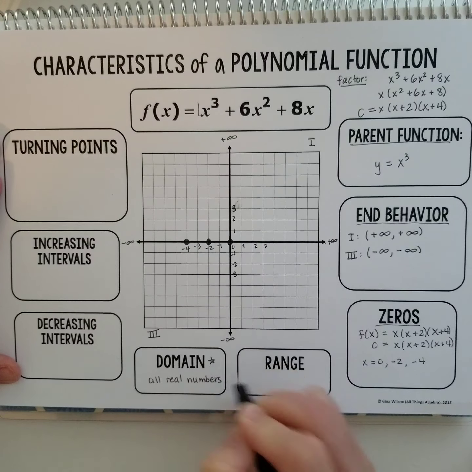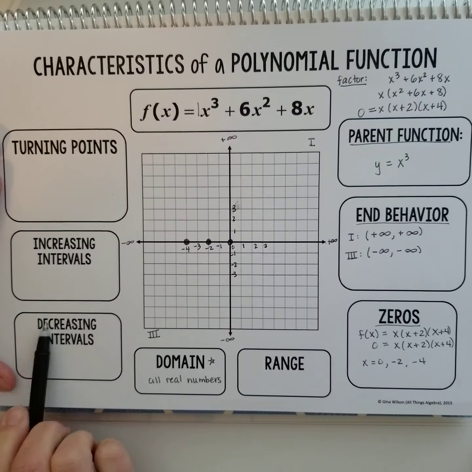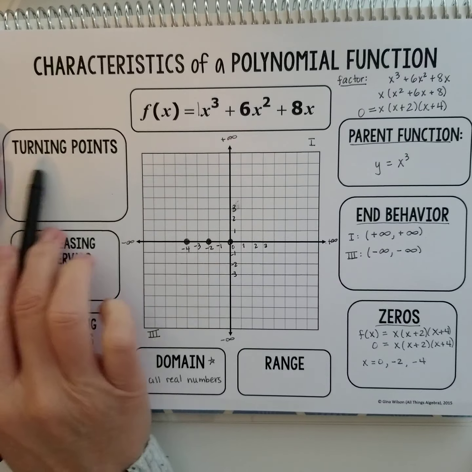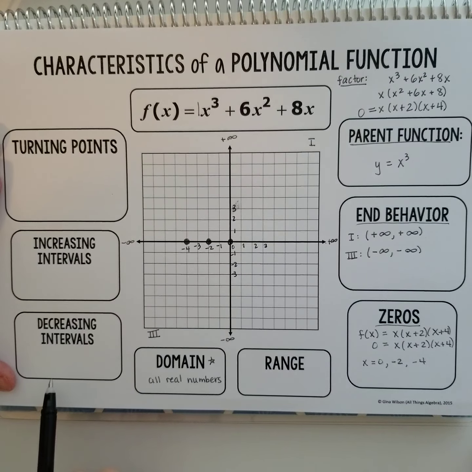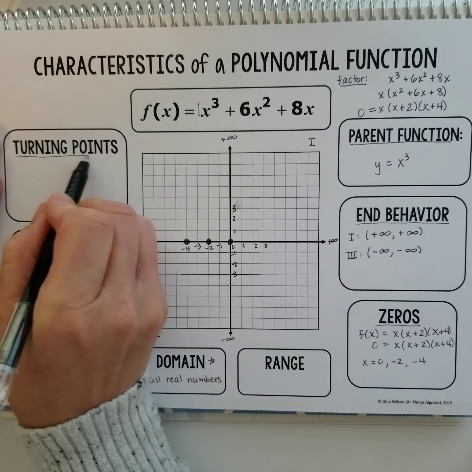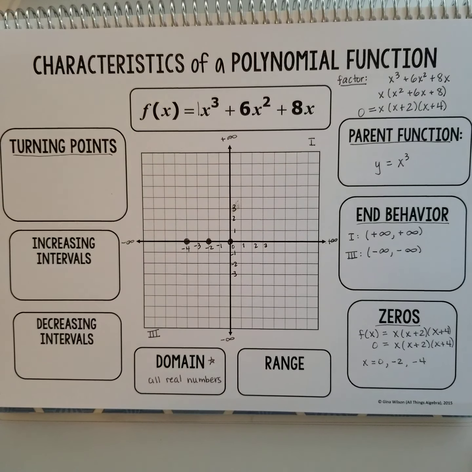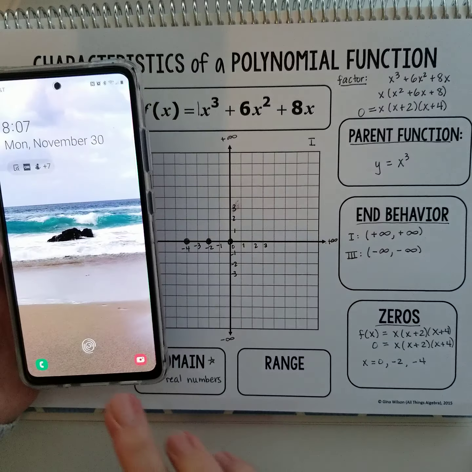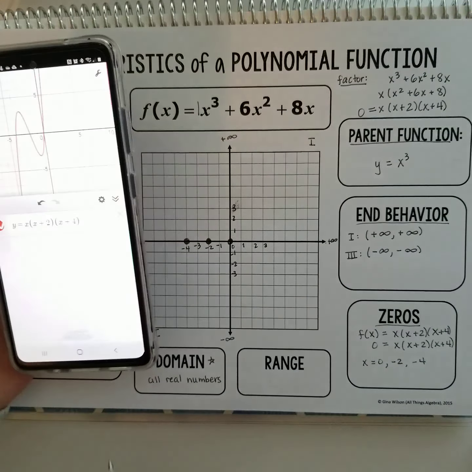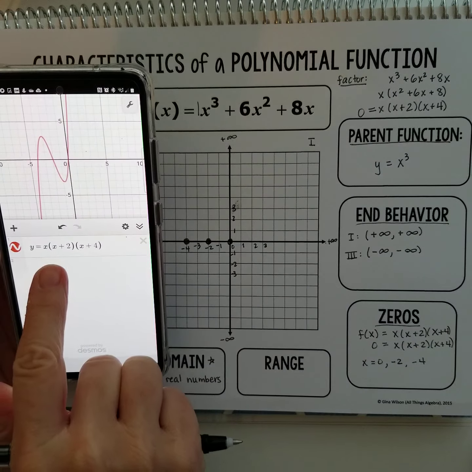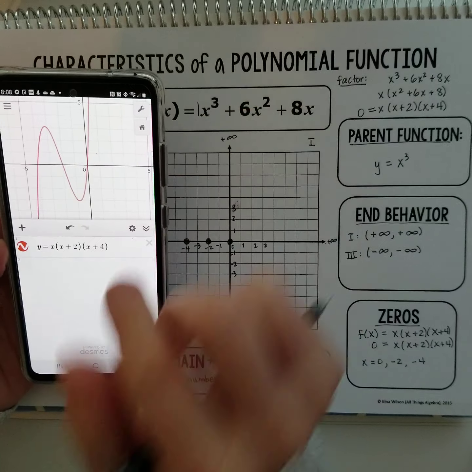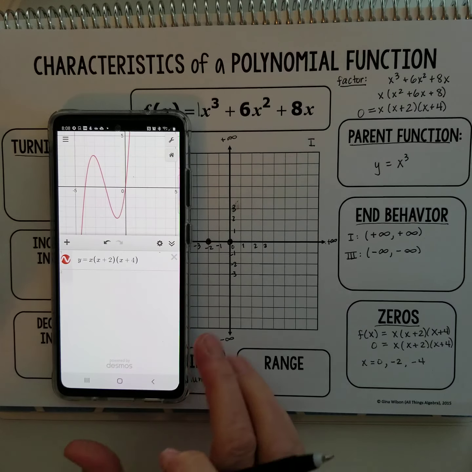That's always true for all polynomials. Decreasing intervals, increasing intervals, and turning points. Well, we're actually going to use a little technology here to find our turning points for our graph. So I've got Desmos here ready to go. I've put in my factored form. I can see my function here.